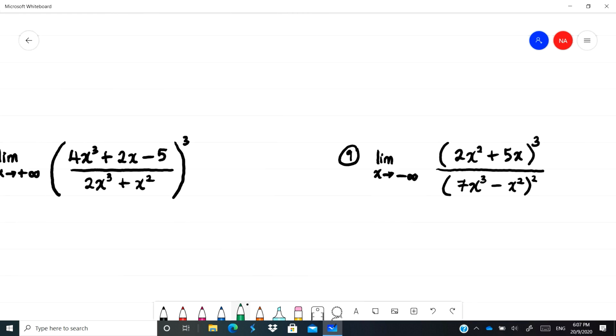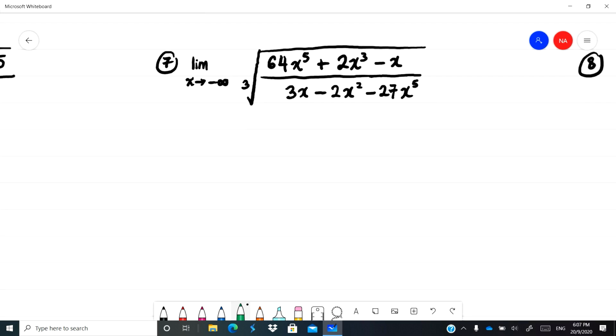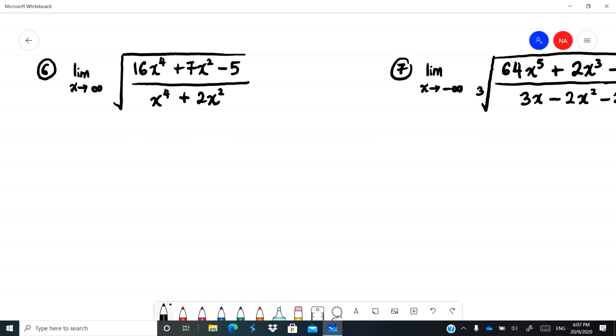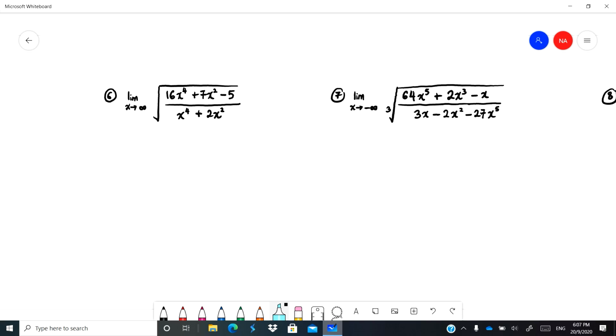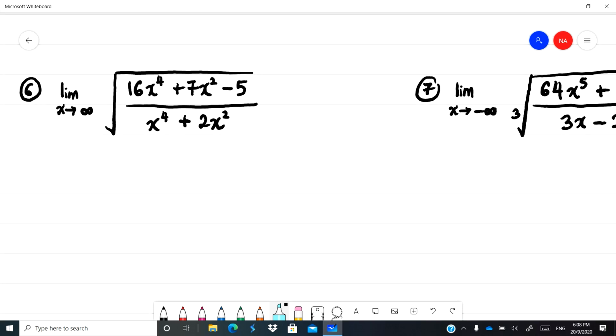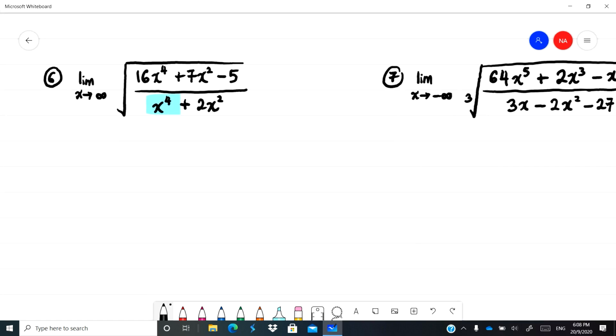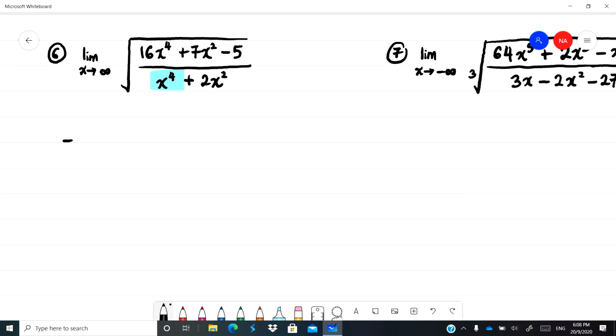Alright, let's move to number 6, where we have this square root. Don't be afraid of that square root. You just have to do the same thing here, where you divide by the highest power of x that occurs in the denominator. In this case, you have x to the power of 4 and x to the power of 2. Which one is the biggest? Of course, x to the power of 4 is the highest power of x in the denominator. But please don't forget the square root symbol. The limit as x approaches positive infinity, so we divide everything by x to the power of 4.